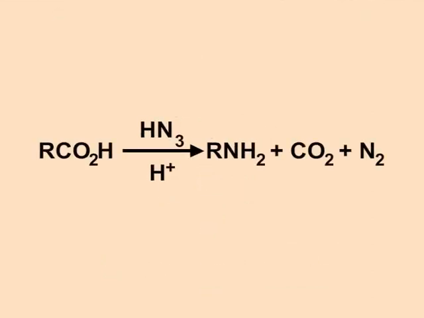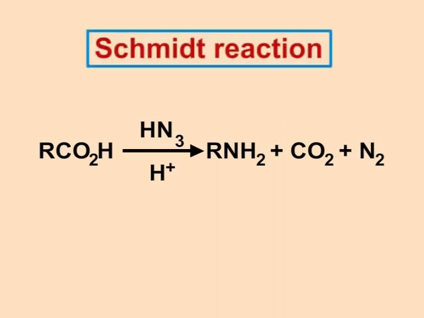Acids undergo Schmidt reaction to form primary amine. In this reaction, carboxylic acid is treated with hydrazoic acid in presence of concentrated acid to form primary amine, carbon dioxide and nitrogen.